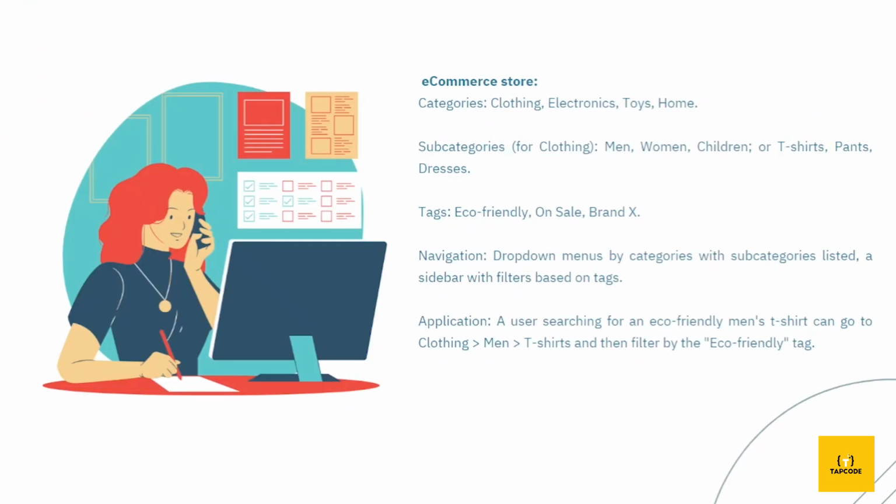Examples of UX taxonomy. When we are creating a UX taxonomy for an e-commerce store, we will look at some categories. Some of the categories include clothing, electronics, toys, and home. And then we'll look at the subcategories, which are under the category. The subcategories include men, women, children, t-shirts, pants, or dresses. Then we'll look at the tags. The tags over here are eco-friendly and on sale, and the tags can actually connect both the subcategory and the category. Then you look at the navigation. The navigation of the taxonomy includes drop-down menus by categories with their subcategories listed, and also a sidebar with filters based on their tags. So this is how we create a taxonomy in our UX design process.